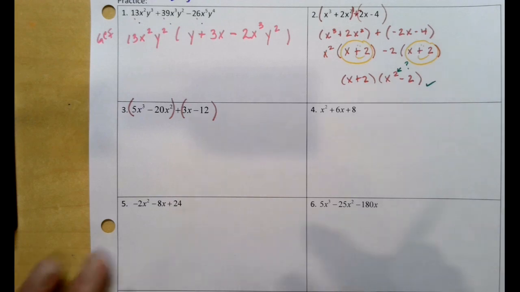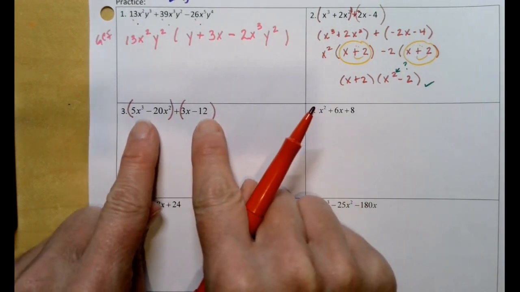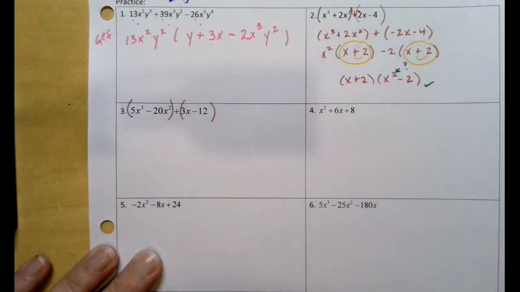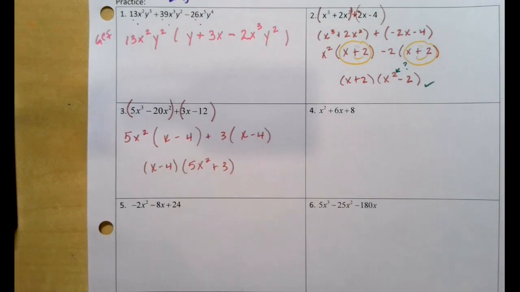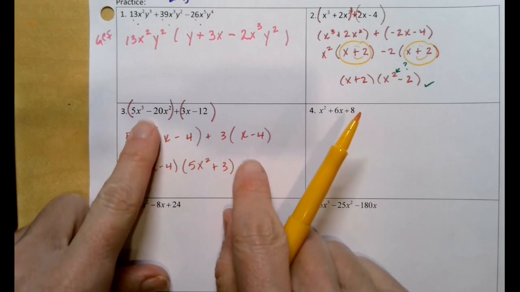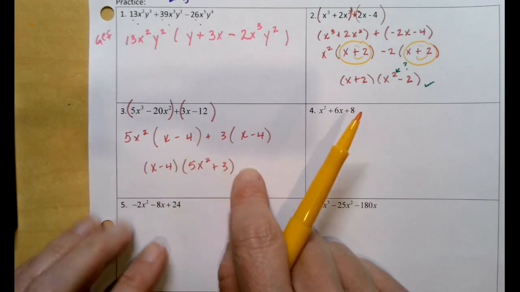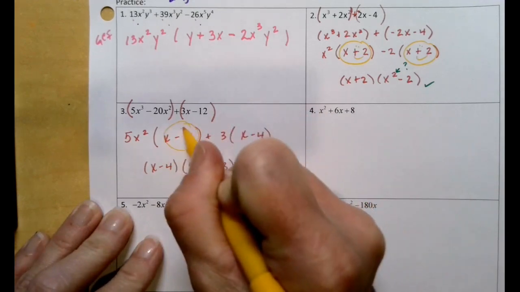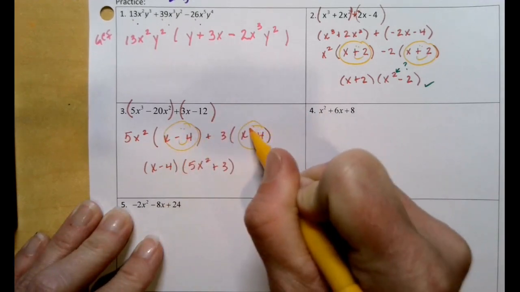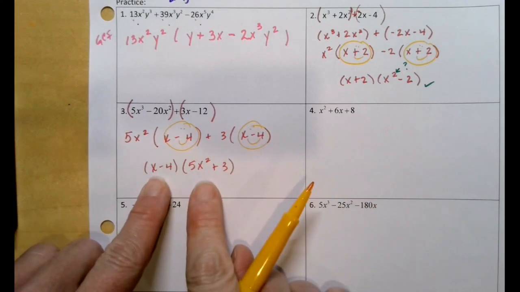Did you use your associative property and group? If so, look for common factors. How did you do? We pulled out a 5 and 2 x's out of this one, a 3 out of this one. Check it out. Here's my happy face. And now I can pull that out some more.